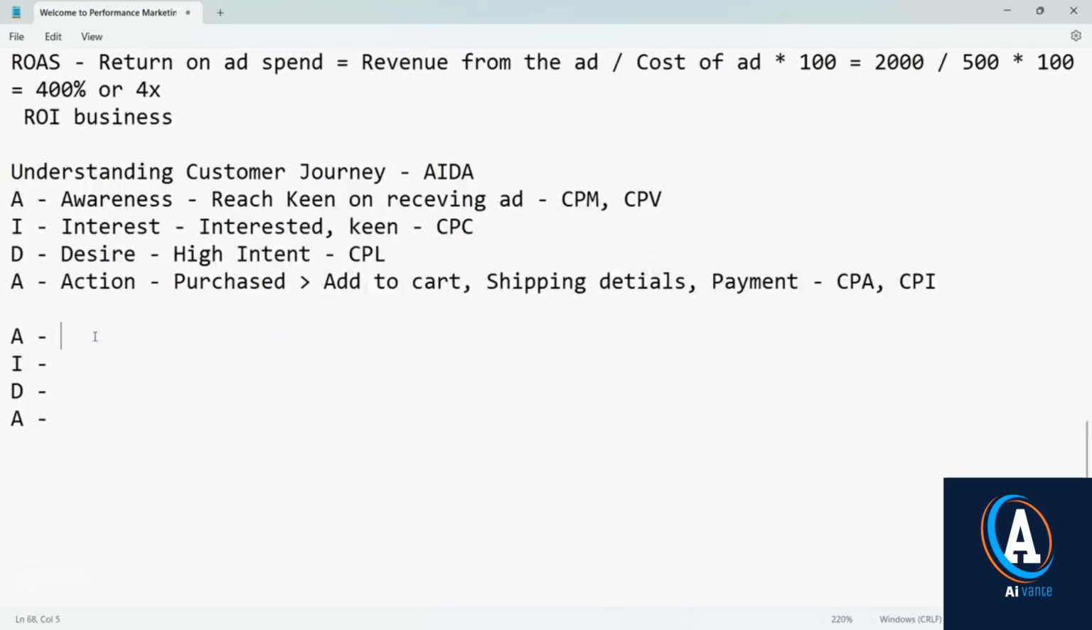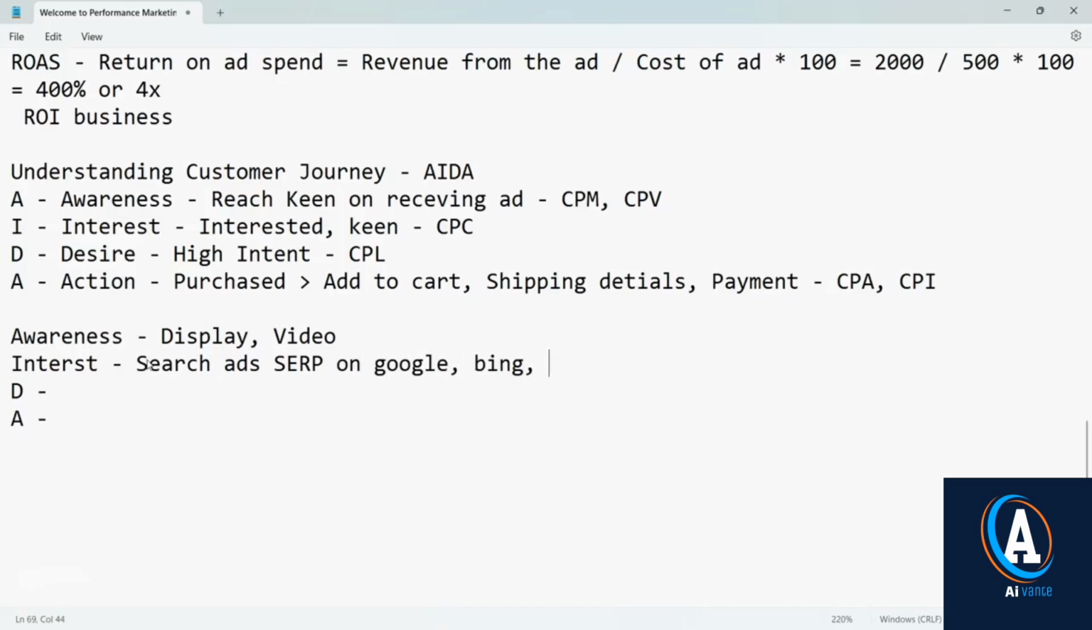When we are looking at awareness, the kind of ads that I would be running are going to be more skewed towards display and video. As you can see, CPM, CPV. In interest, it would be more on search ads, which are also known as SERPs, search engine result pages on platforms like Google, Bing, etc. That is what will be added here.